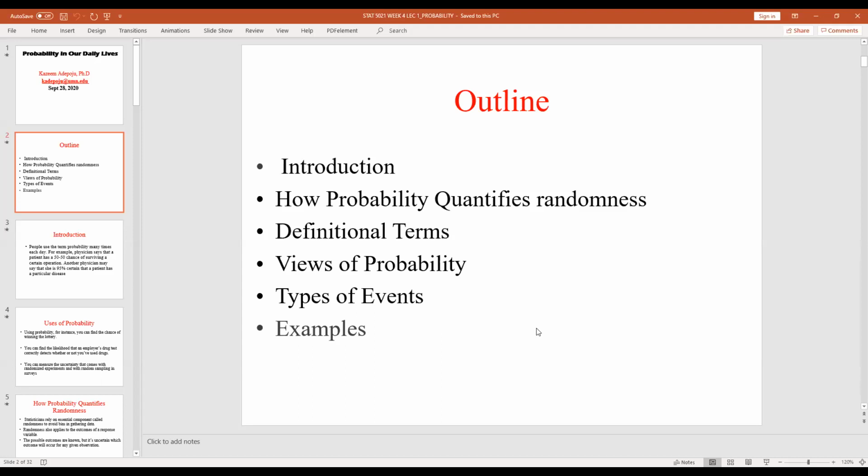Like you remember, the last time I was walking you through survey and experimental studies and stuff like that. Of course, I told you that experimental studies are more preferable to the observational study because they allow randomness. They allow researchers to randomize subjects to different groups. So probability is just a measure to quantify the randomness that we talk about. That is the reason why I'm going to be walking you through the concept of probability as it is used in our daily life.